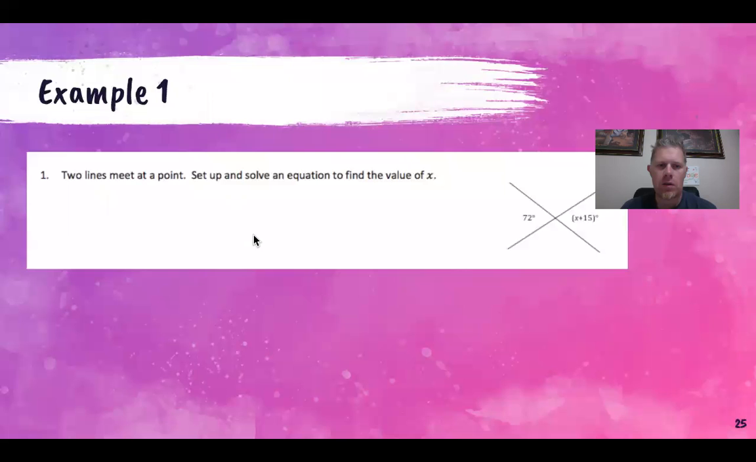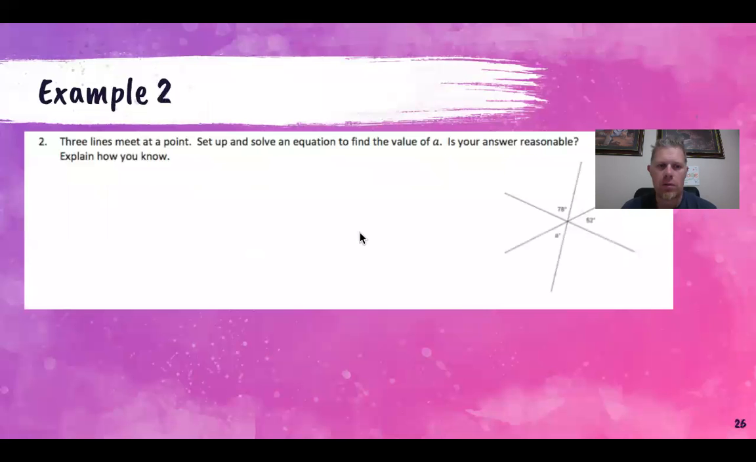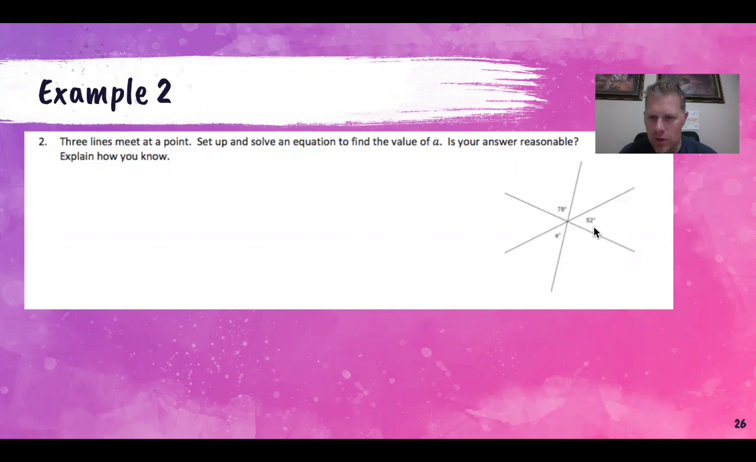All right, let's take a look at the next one. Three lines meet at a point. Set up and solve the equation to find the value of a. Is your answer reasonable? How do you know? I've got 78, 52, and a.